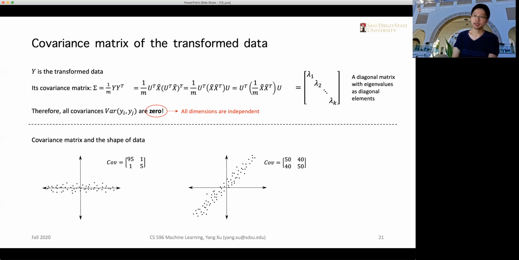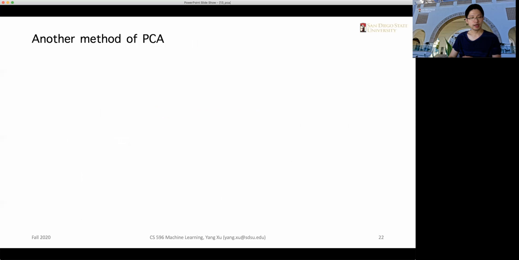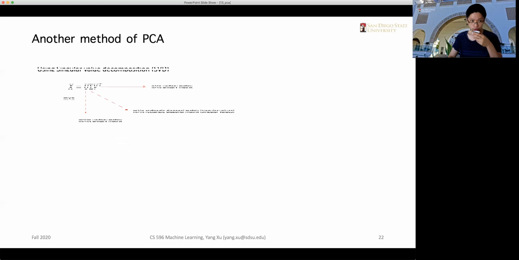Okay, so far we have talked about how to obtain the eigenvectors and eigenvalues to conduct PCA. In practice, we have a faster numeric method for finding the principal components. It's called singular value decomposition, or SVD. SVD doesn't work on the covariance matrix X times X transpose, but it works on X directly, and it decomposes your matrix X into a product of 3 matrices.